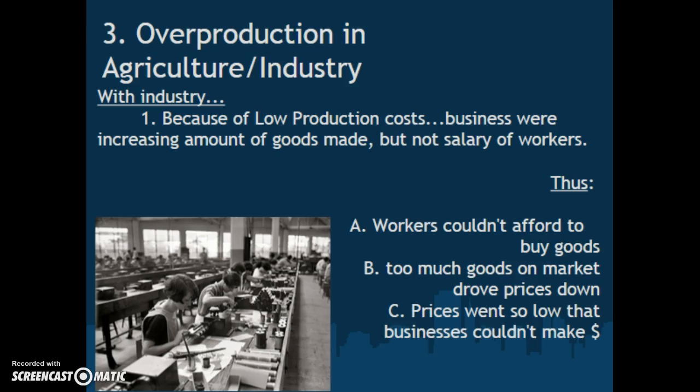And at a certain point, workers can't afford to buy these goods that they're creating, because they don't have those lines of credit anymore. But at the same point, when you create a lot of something, it drives the price down. And then if the price goes low enough, the business isn't making any money. So basically, we just made too much stuff.